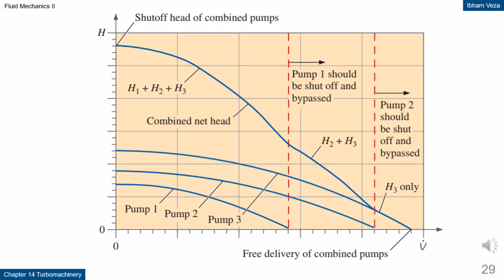Combined pump performance in series. This graph shows how pumps arranged in series produce a total head equal to the sum of the individual pump heads. At very high flow rates, some pumps must be shut off and bypassed. If this is not done, the pumps may be forced to operate outside their safe region. This condition can actually reduce the combined head and damage the equipment. Therefore, bypass arrangements are an important part of series pump systems.